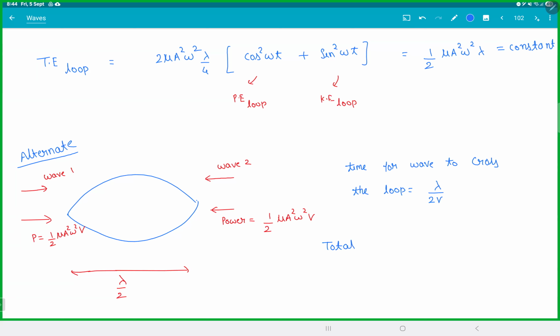Think of like this. Let's say 100 joules per second is entering from both the sides. And it takes 5 seconds for the wave to cross this loop. That means for 5 seconds, you're pumping energy inside 100 per second, isn't it? So you're pushing 500 joules from left and 500 joules from right. And where is all this energy? Shouldn't all that energy be stuck inside that loop? The total energy of the loop will be 2 times power into time.